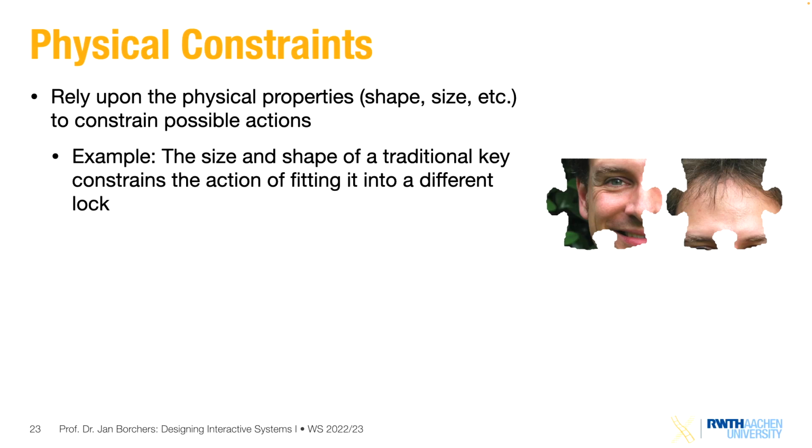So physical constraints rely on the physical properties of shape and size of something to constrain your actions. Let's say you've got a bunch of keys, and there's one key on there that has this traditional shape, what keys looked like 100 years ago, right? And you will know that this key will not fit into a modern security lock, right? It won't work. So that's a constraint that already makes it easier for you to figure out the right key on your keychain.